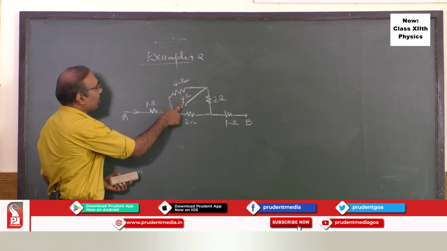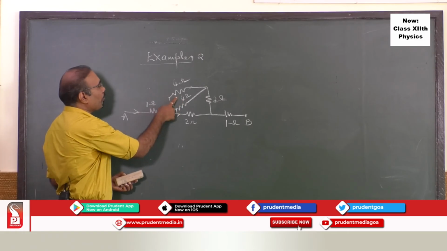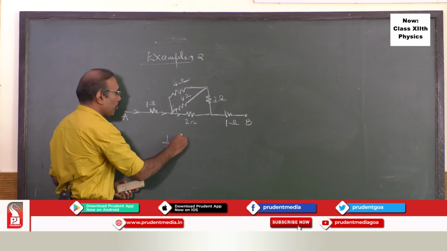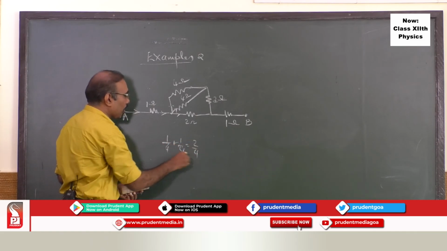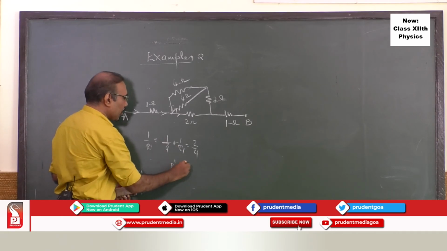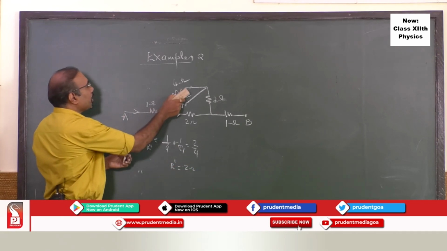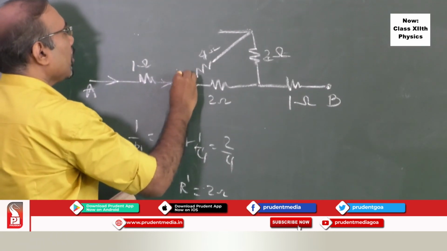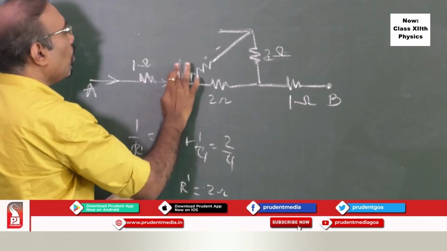This 4 ohm and this 4 ohm are in parallel: 1 by 4 plus 1 by 4 will be 2 by 4. Equivalent resistance will be 4 by 2. So the resistance will be 2 ohm. Out of this you will get 2 ohm. Out of this you will get 2 ohm more or less.